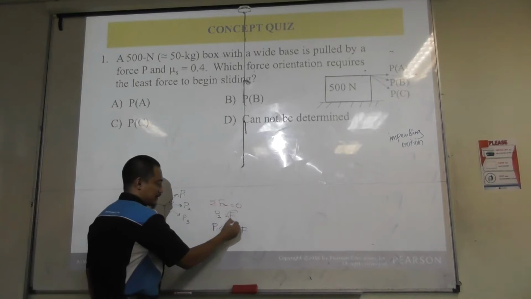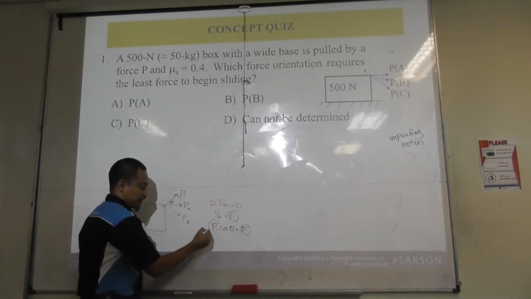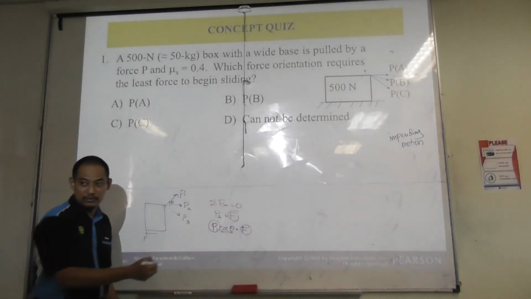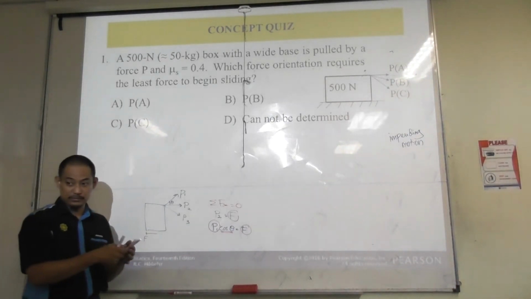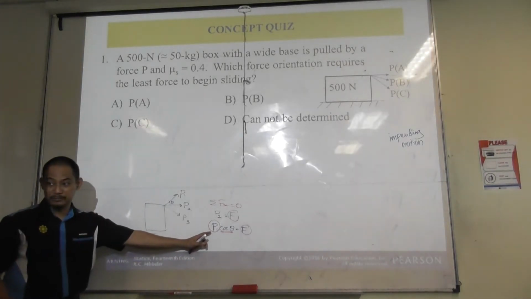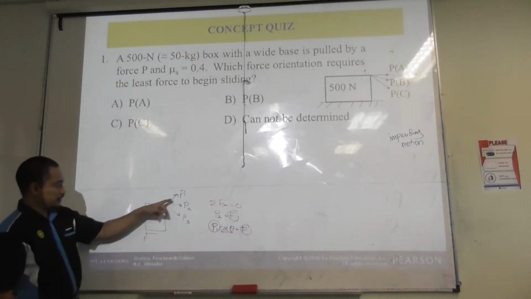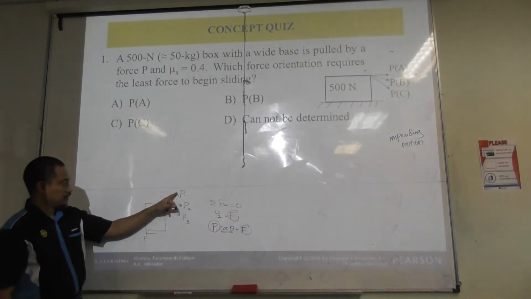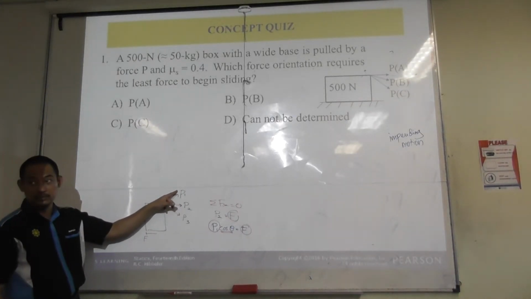Now, to get the same answer, this should be bigger, right? Because this will make it small. Cos theta will always be 0 point something, right? So to get the same, this one will be small, and this one will be larger, right? So if you actually use this one, you are wasting your energy lah.